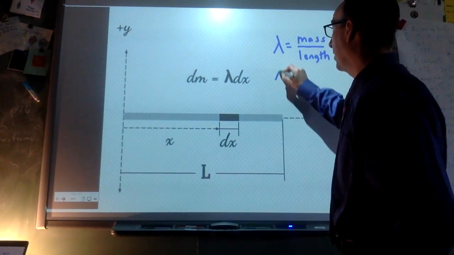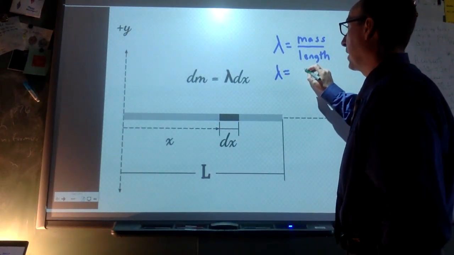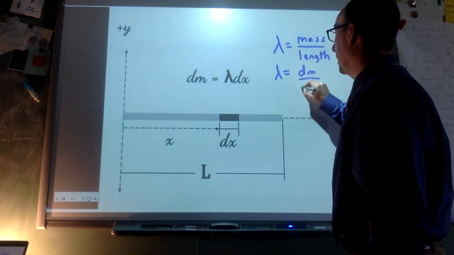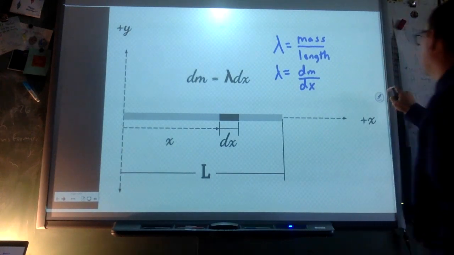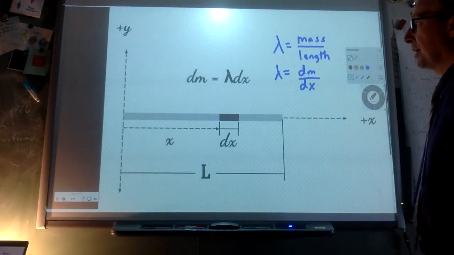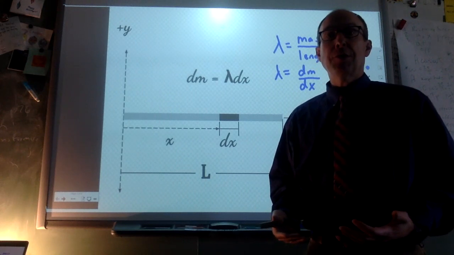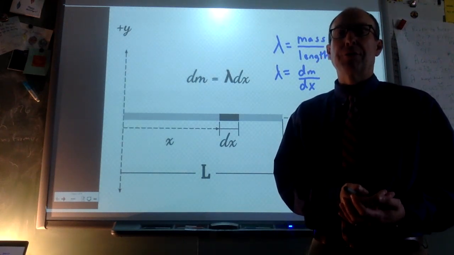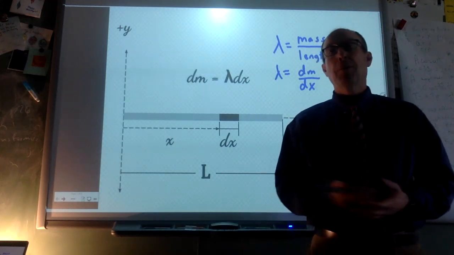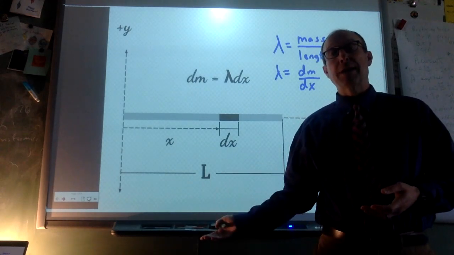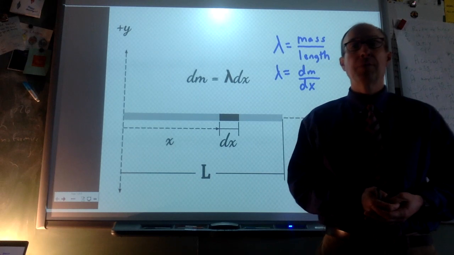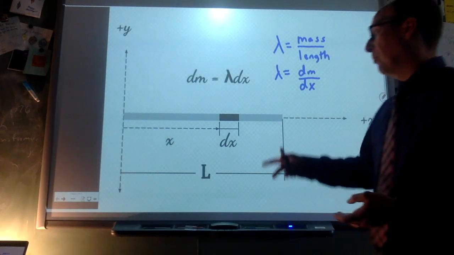So I can think of lambda as being our tiny little change in mass over our tiny little change in distance. If they give us what our function is for lambda, we'll be able to plug it into the integral off of the equation sheet. I've seen this show up a couple times in free responses. I'll show you an example of that. I've also seen it show up a couple times on multiple choice where they give you the lambda. So we're going to do an example with a rod.